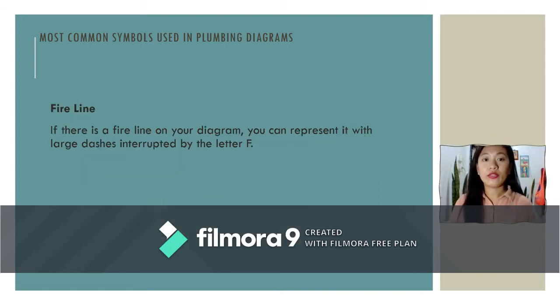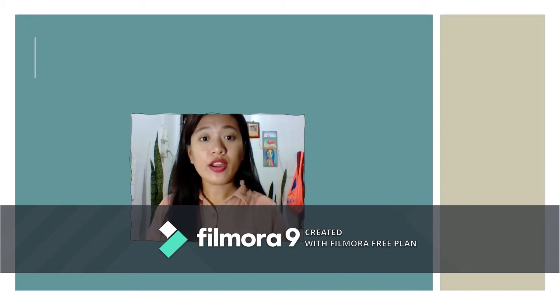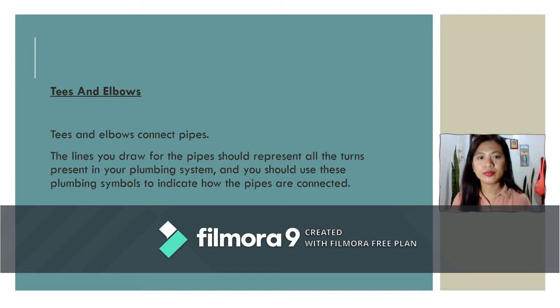Fire line. If there is a fire line in your diagram, you can represent it with the large dashes interrupted by the letter F. Gas line. You would use the same symbol but with the letter G to represent a gas line. And there are other symbols that might not be present in your plumbing diagram, but it is usually helpful to know where the other lines are located, and here are some of these.